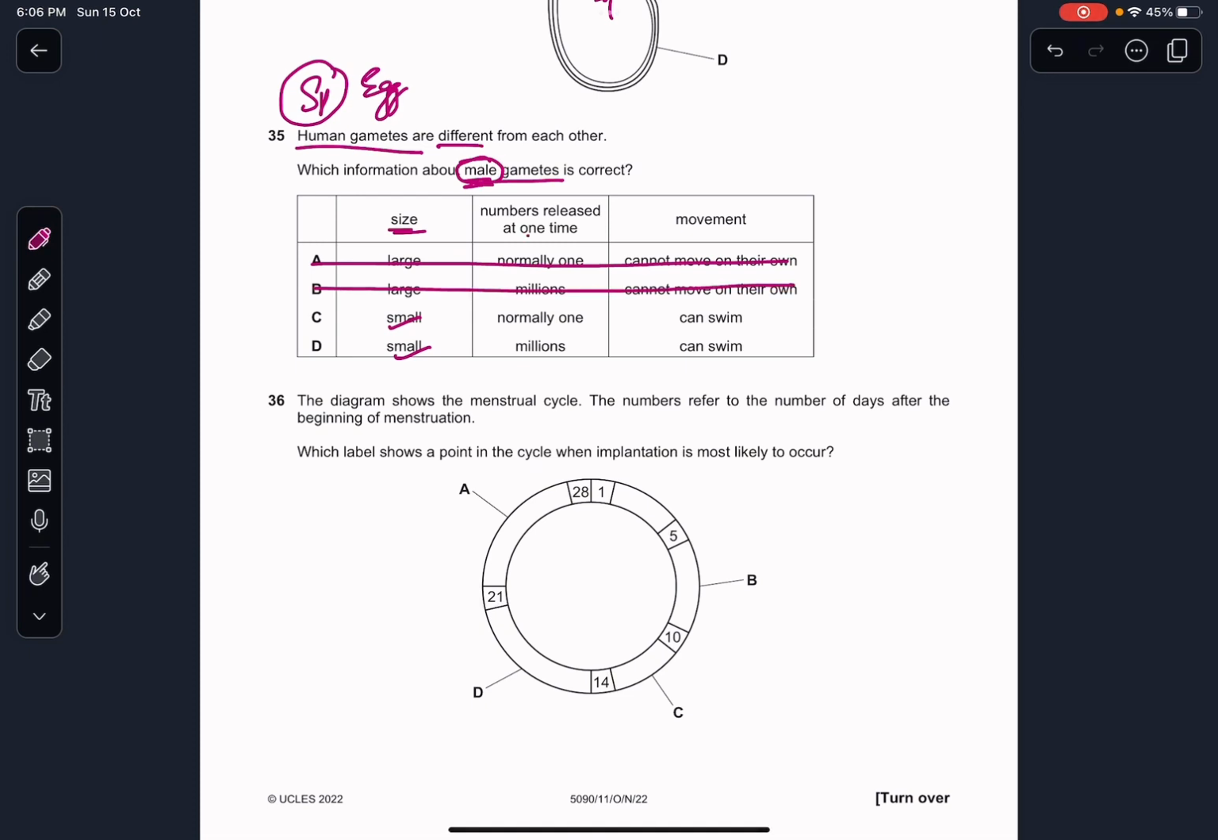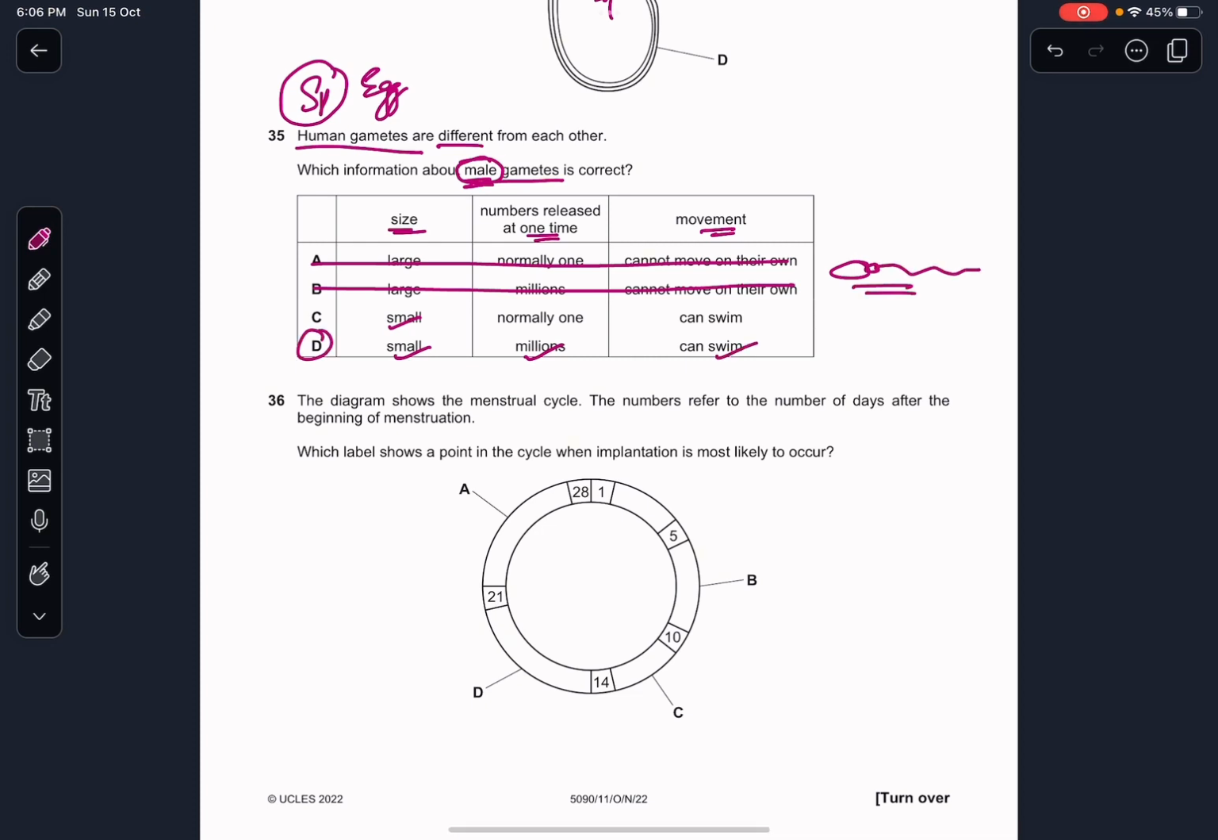Number released at one time. When we talk about the egg, only one egg is released per month. But when we talk about sperm, per ejaculation, millions of sperms are released. So the answer is going to be millions. And movement. The egg is not motile. However, the sperm has a tail. So the sperms can move on their own. So they can swim.